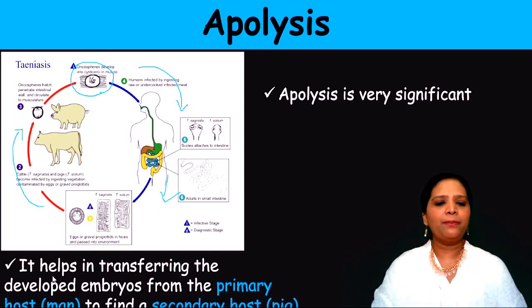So this apolysis is helpful in transferring the developed embryos from the primary host, that is, man, to find the secondary host, that is, the pig. So the organism wants to take two life cycles, from man to the pig. So how is it going? Through this proglottids method. So this method of reproduction is called apolysis, which occurs in Taenia.